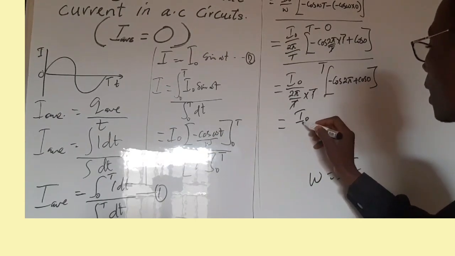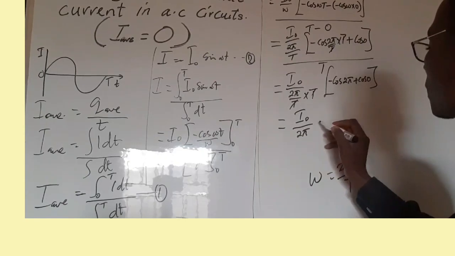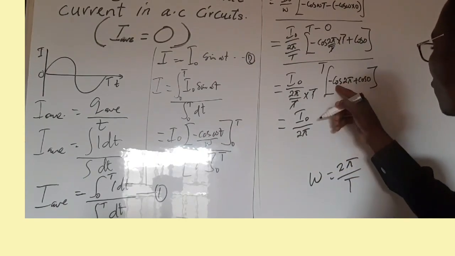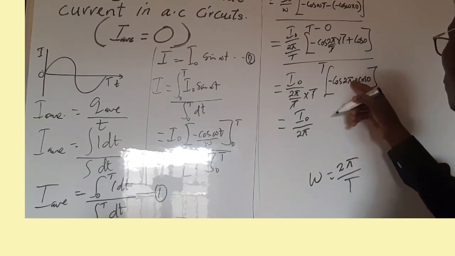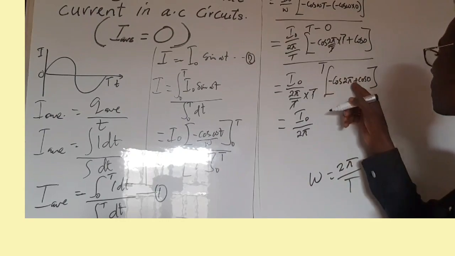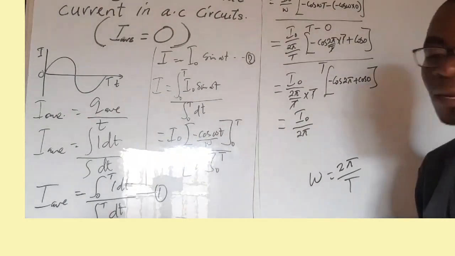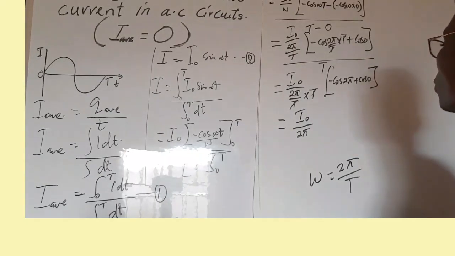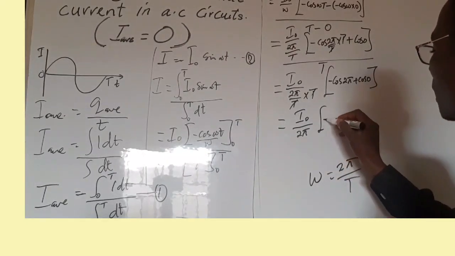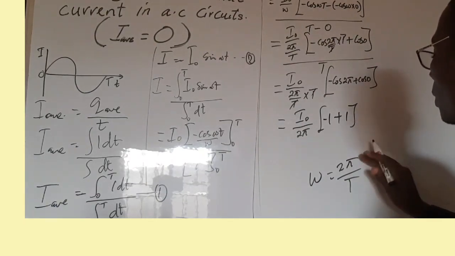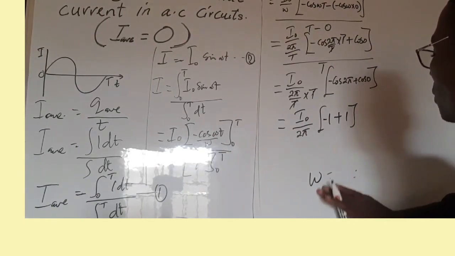So we have I naught over 2 pi, then into minus cos 2 pi, and cos 2 pi is equal to 1. 2 pi simply means pi in radians is 180, so 2 times 180 is 360. Cos 360 is equal to 1. So we're going to have minus 1 plus cos 0, which is equal to 1. Then we have 1 there.